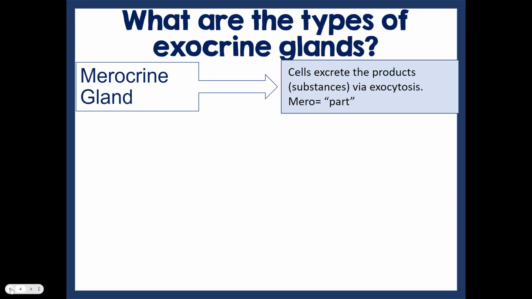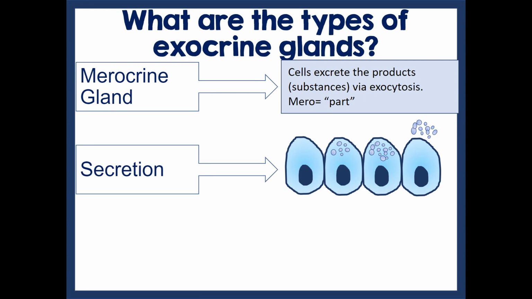Now that you know what exocytosis is, we said merocrine glands are cells that excrete substances through that process of exocytosis. And mero just means part, and the idea is the part of the cell, these substances are moved outward.